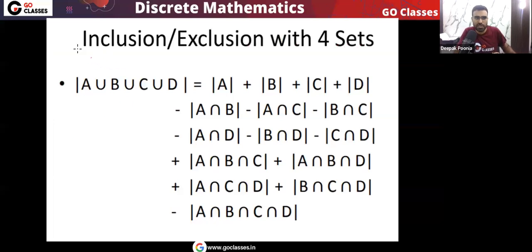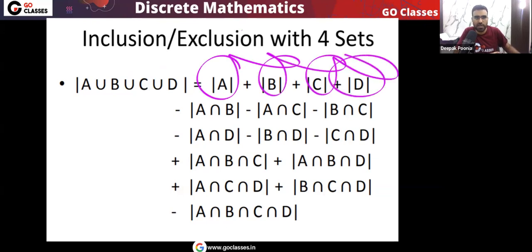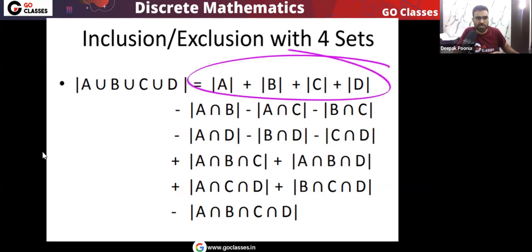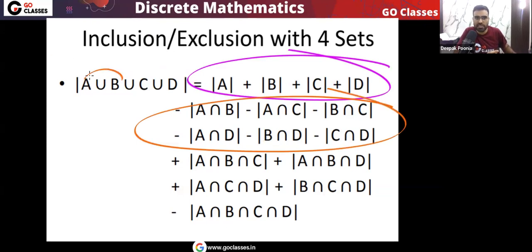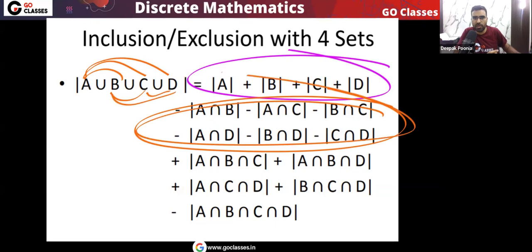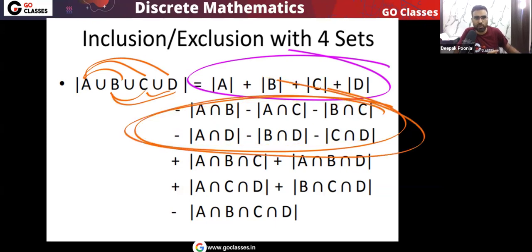Now the inclusion exclusion principle for 4 sets. The similar pattern is here also. The number of elements in A union B union C union D will be equal to, single plus, the number of elements in A plus B plus C plus D. Then double minus: minus A intersection B, A intersection C, A intersection D, B intersection C, B intersection D, and C intersection D. So all the doubles I need to minus.